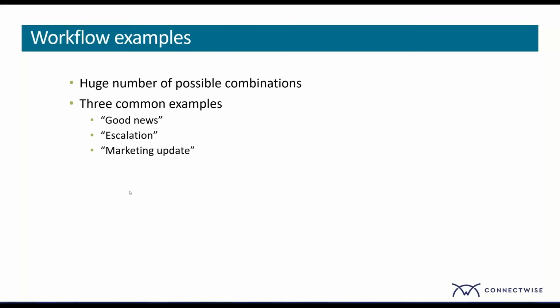So what does that mean? I keep saying you can organize in these ways, you can have different channels for different uses. What actually does that mean? There's a huge number of possible combinations, it might be almost an infinite amount, but I'm just going to look at a few. So three common examples, things I keep suggesting to people, which are in our most recently published guide for using Teams on our content hub: what I call the good news channel, the escalation channel, and a marketing update.